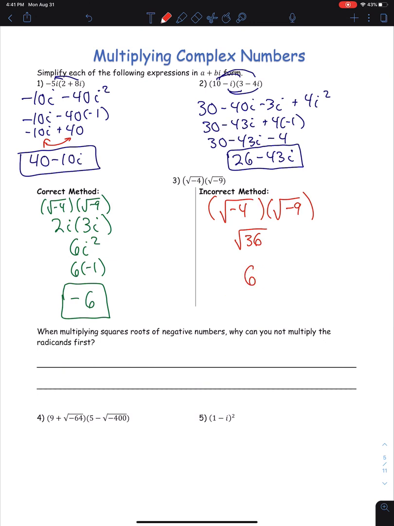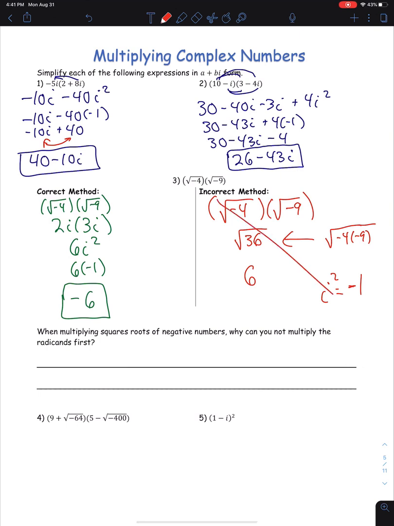Look at what it did. It canceled out the negative part. It didn't take into effect that these were actually imaginary numbers. You just did -4 times -9 to get 36, and it actually didn't take apart the i's. It just canceled out the i's. But remember, i squared is not 1, it's -1. So that 6 should be negative, and it's not.